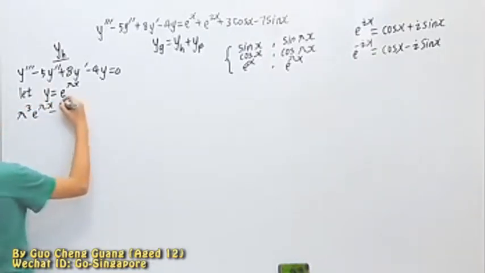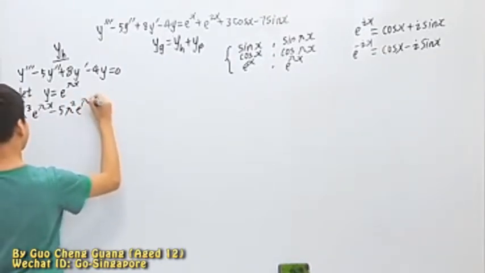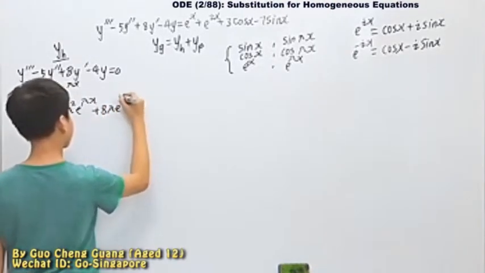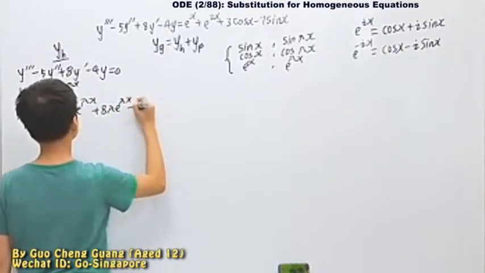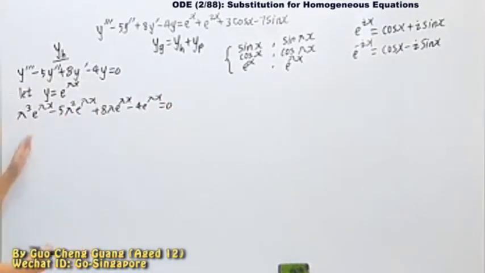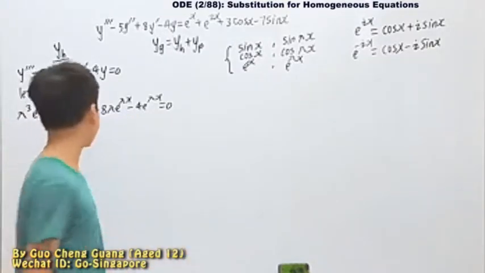Next part, just substituting it inside. But substituting it inside doesn't give exactly what we wanted. There's another part after substituting it inside. You see all these e to the power of lambda x in all of these terms. So let's just simplify them.